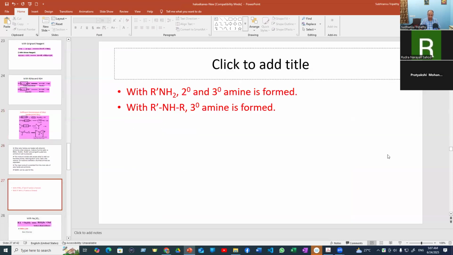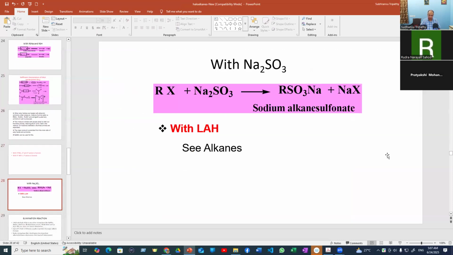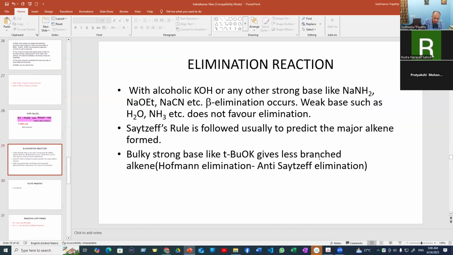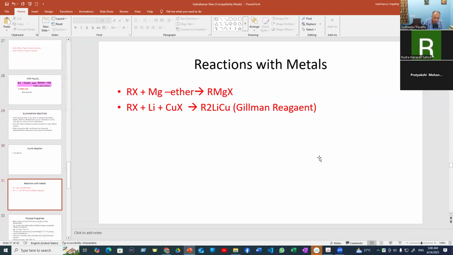And we have, with sodium sulfite, you get a sulfur nucleophile. Sulfur donor will take the lead of attacking, and you get sodium alkane sulfonate. You can add another nucleophilic reagent which produces an SN reaction. We have seen elimination reactions of different types.